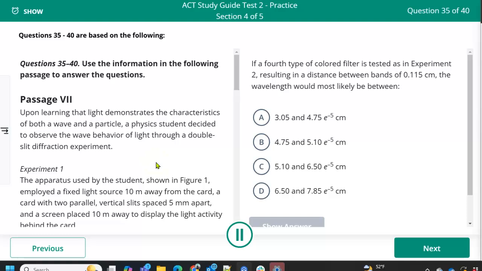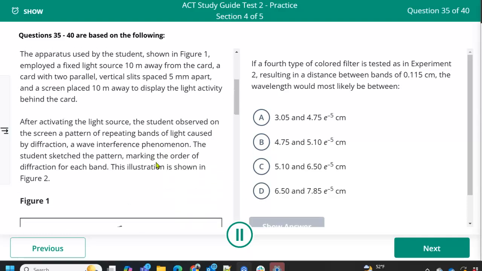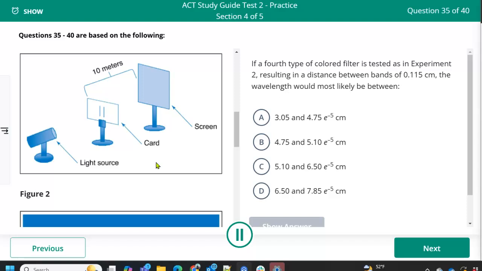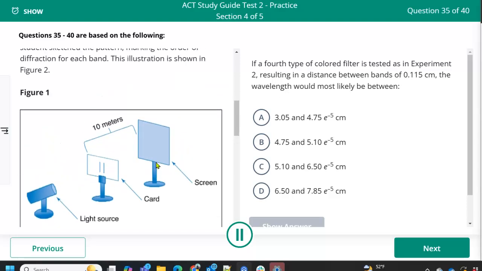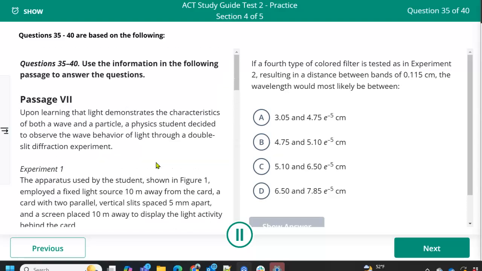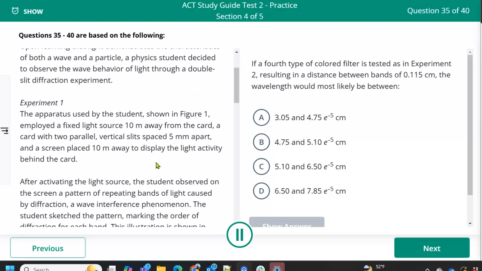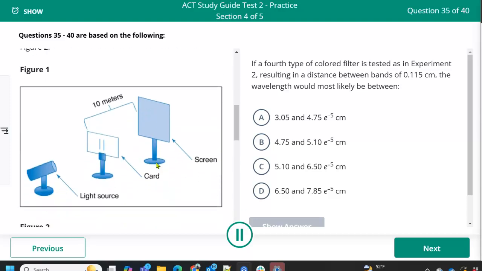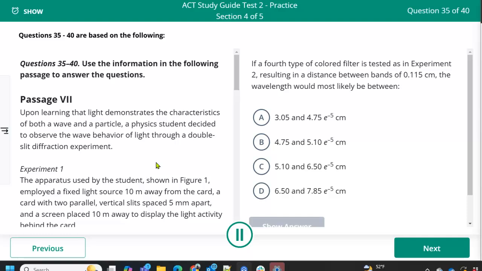All right, questions 35 to 40. Upon learning that light demonstrates the characteristics of both a wave and a particle, a physics student decided to observe the wave behavior of light through a double-slit diffraction experiment. This is a pretty well-known experiment, I think, but I'll be honest and say that it's been a while since I've seen it, so I'm going to have to go with whatever they give me here.